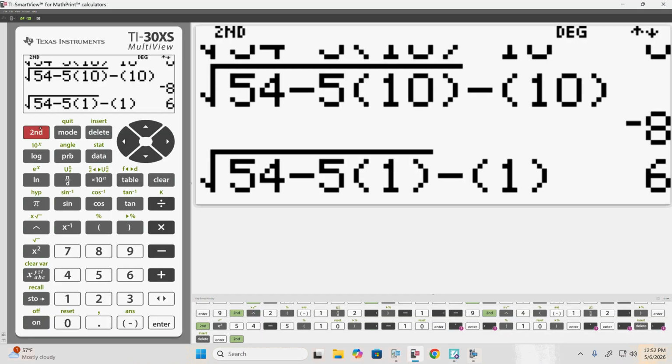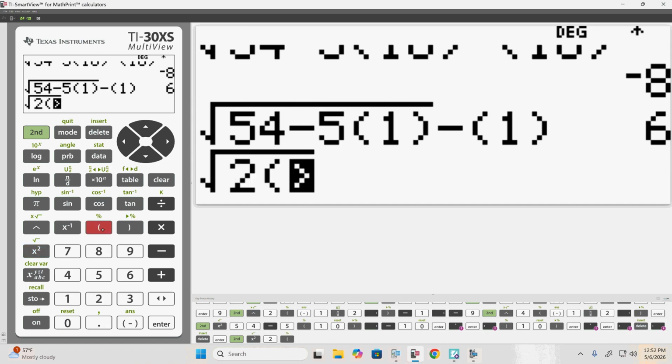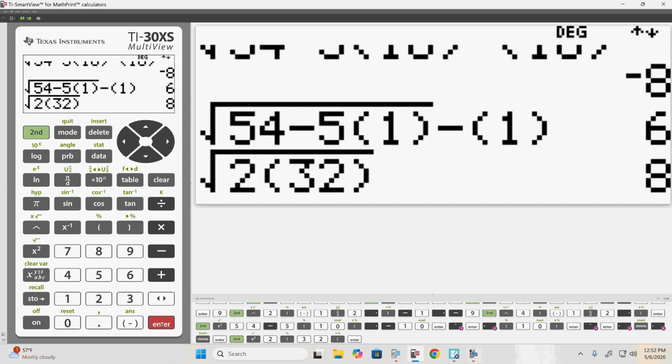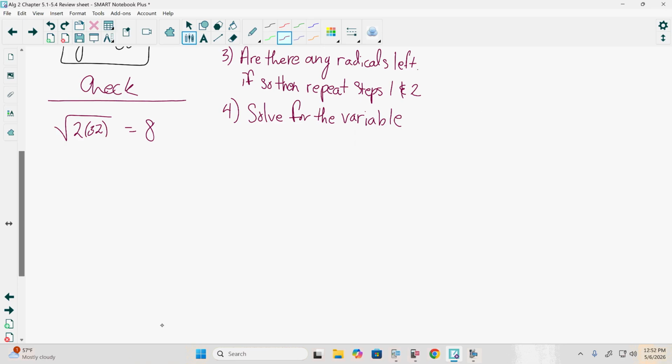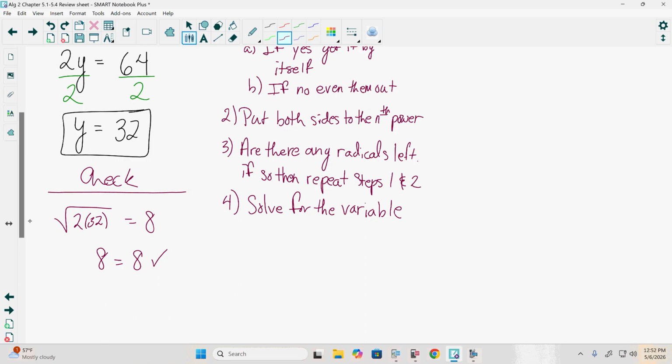Then you can come over here and say second square root, 2 times 32. Check and see what its value is. It is 8. So it is telling me that 8 is equal to 8. We checked it. It did work, so that is our solution. So for check, I would just need one showing me that you plugged it in. Just rewrite the equation out with those solutions plugged in, and show me what you get when you simplify both sides. That's all you need, bare minimum.